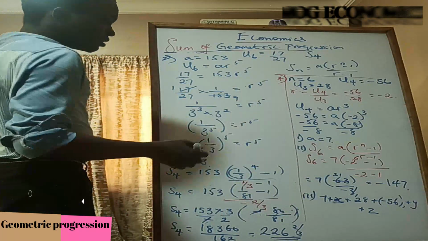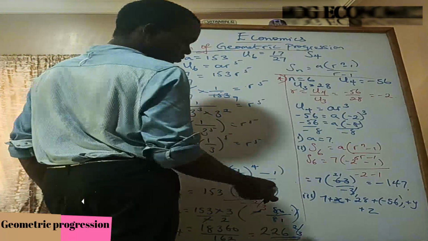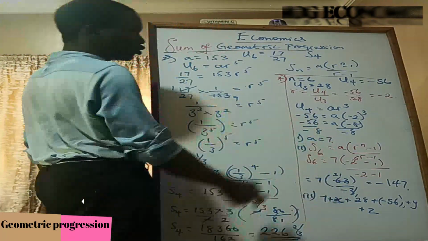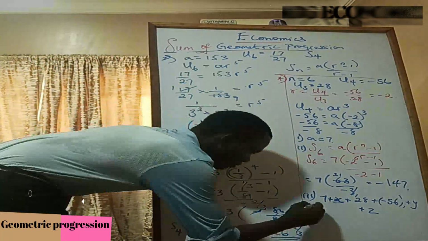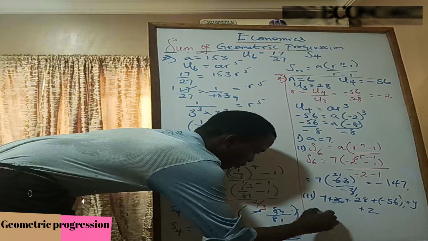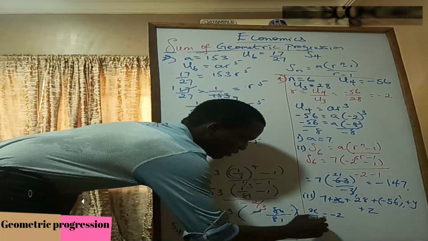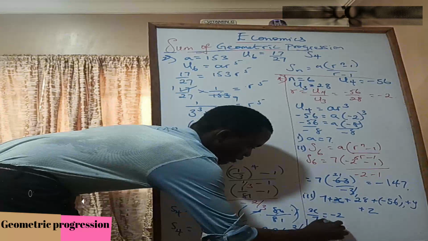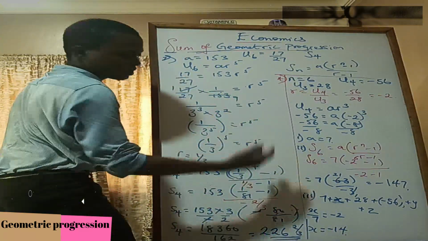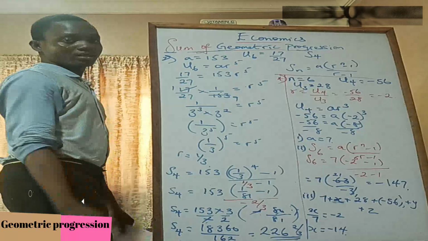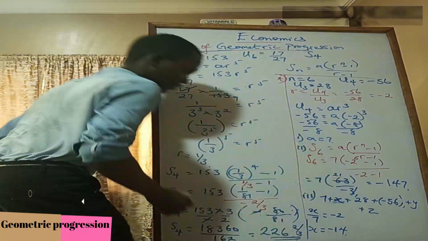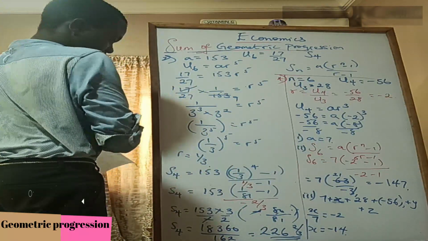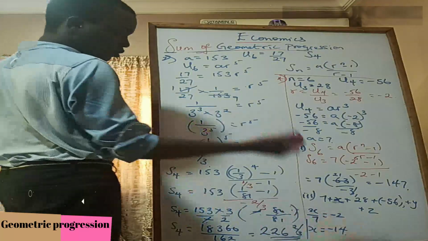So how do we get our X? Remember that X over 7 must give you the ratio, which is minus 2. So definitely from here, X equals minus 14. And how about this Y? Y over minus 56 must also give you minus 2, the common ratio.